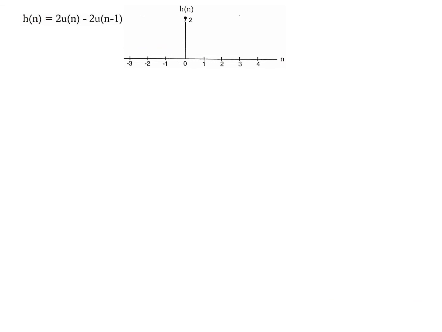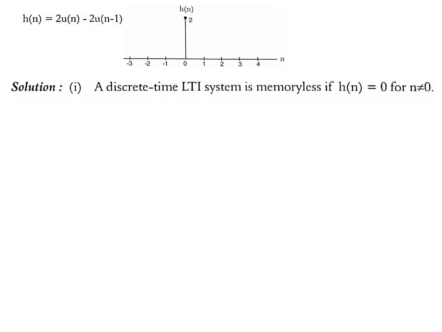Now, what is our idea about the stability property, memory, and causality? This system whose impulse response is given is actually a stable system, because if I add the impulse values, it is 2, only one impulse is there, all other impulses are 0. That means the sum of the impulse response will be equal to 2 only. Therefore it is a stable system. This system is memoryless because only one impulse appears at the origin, and this system is causal.